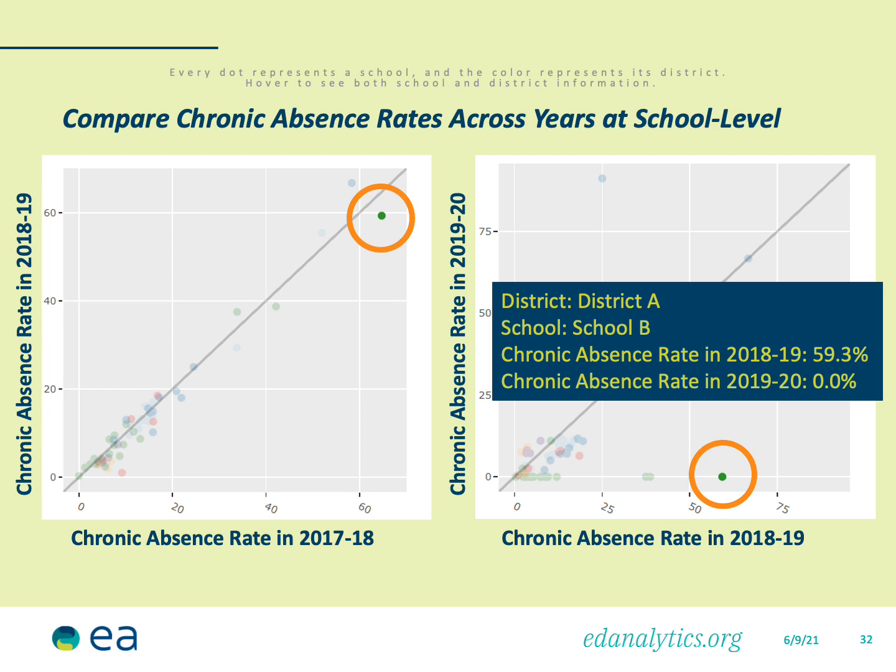However, when we look at the data at a school level, we do see a case of some outliers. In this example, School B reported a chronic absence rate of 59.3% in 2018-19, but a 0% chronic absence rate in 2019-20. This is an example of some unique cases where the 2019-2020 school level chronic absenteeism metric may have not been a strong proxy for full year data and should be interpreted with some caution.